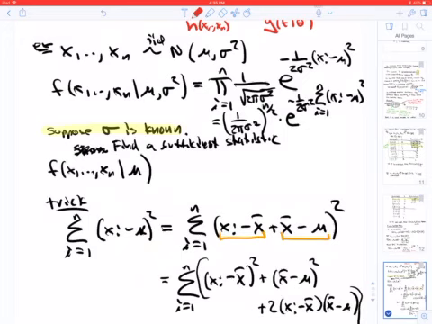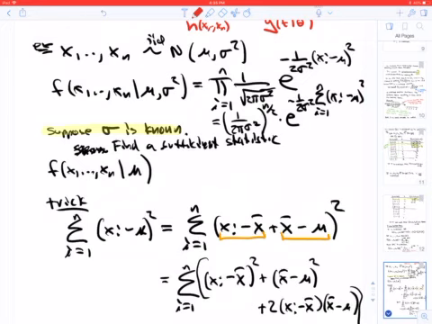Here's another example, a little more complicated. So you have x1 to xn IID normal, and we're going to look at a case where sigma is known. So we're looking for estimating just mu here. Now the density for our normal is this product, because they're IID.